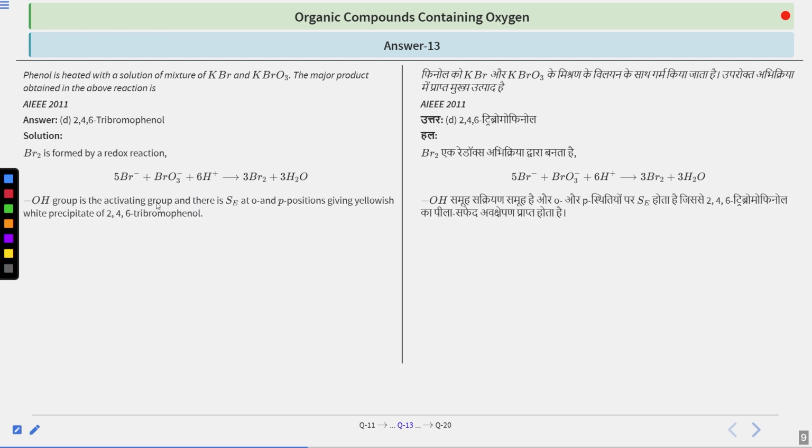The OH group, the hydroxyl group, is an activating group, and there is electrophilic substitution at the ortho and para positions, giving a yellowish white precipitate of 2,4,6-tribromophenol. So basically, in this reaction, the phenol has an OH group, which is the activating group, and the substitution at the ortho and para positions gives us a yellowish white precipitate of 2,4,6-tribromophenol.